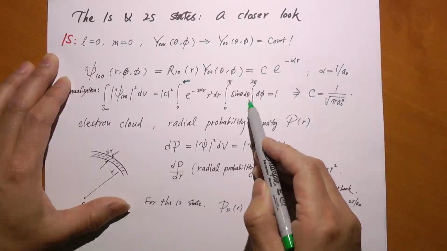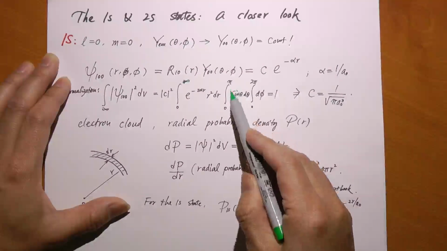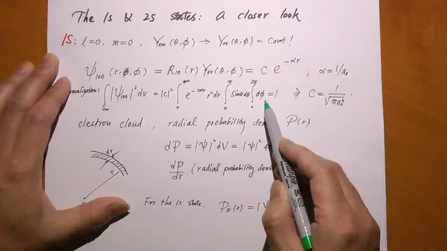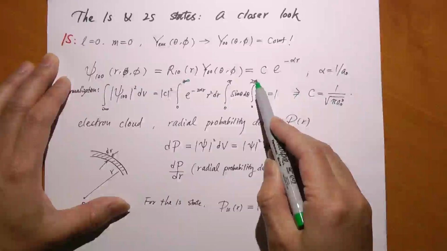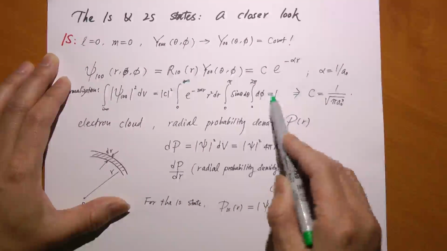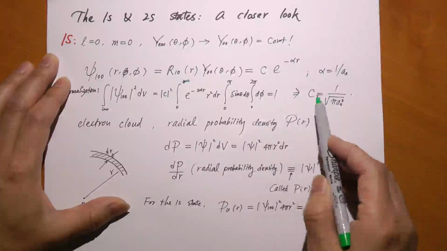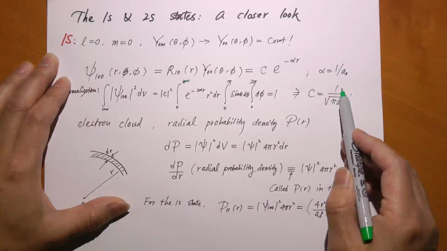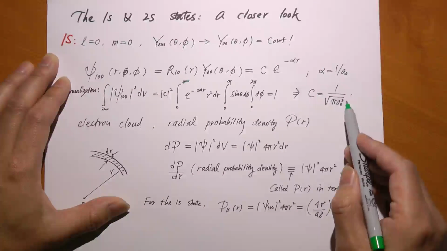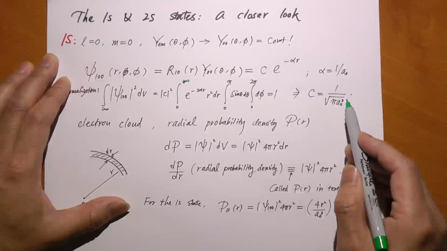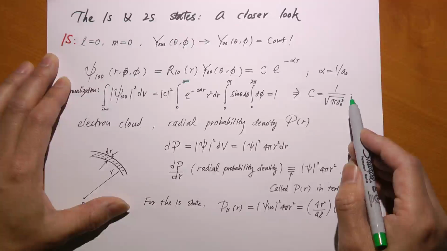When you integrate over theta, theta goes from 0 to pi. There is a sine theta. When you integrate over phi, this goes from 0 to 2 pi. The entire integration should be equal to 1. You can easily work this out, and you find c must be equal to 1 over the square root of pi a naught to the power 3. That is your normalization constant.